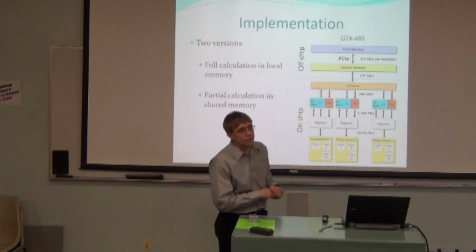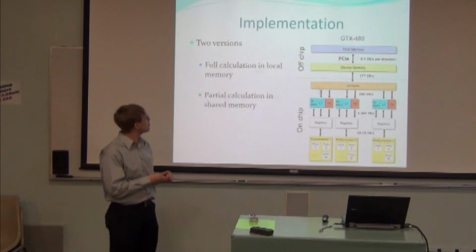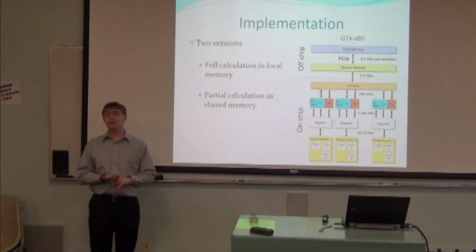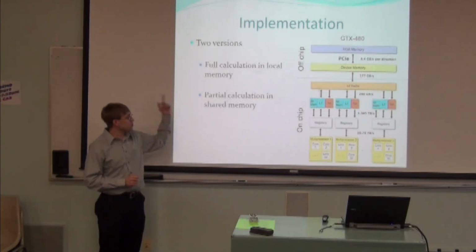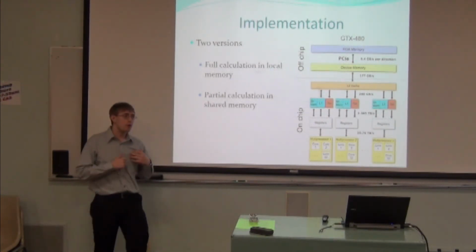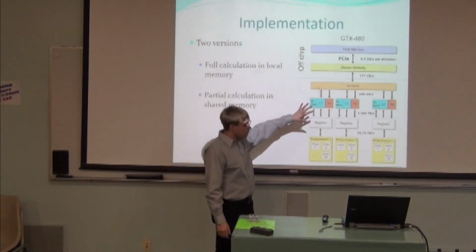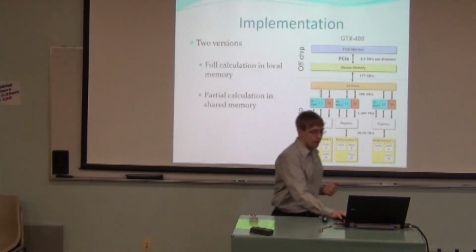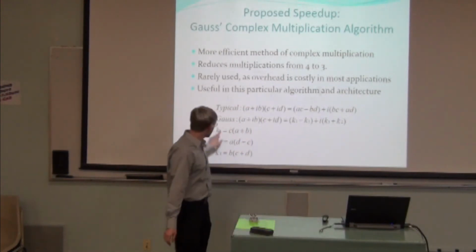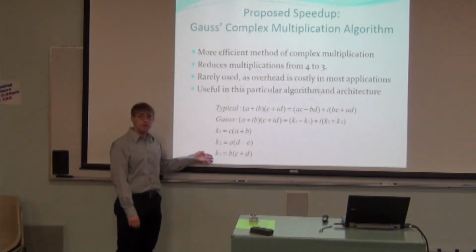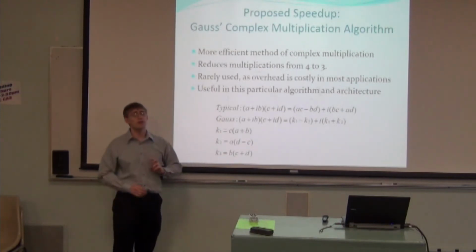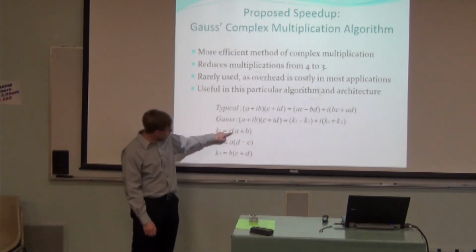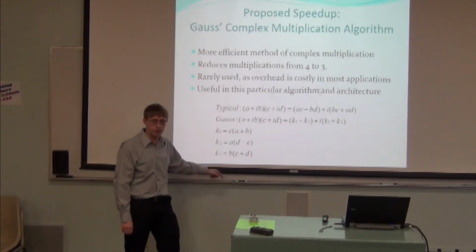So the implementation was completed last August, and there are two different methods of doing this: full calculation in local memory, and partial calculation in shared memory. That goes back to this diagram here. If you think about Gauss's algorithm, back here, we have these K1, K2, and K3. These are the prefactors. These are difficult to multiply. They're much more difficult to do than just a simple addition. And they're broken up into one multiplication and one addition per prefactor.